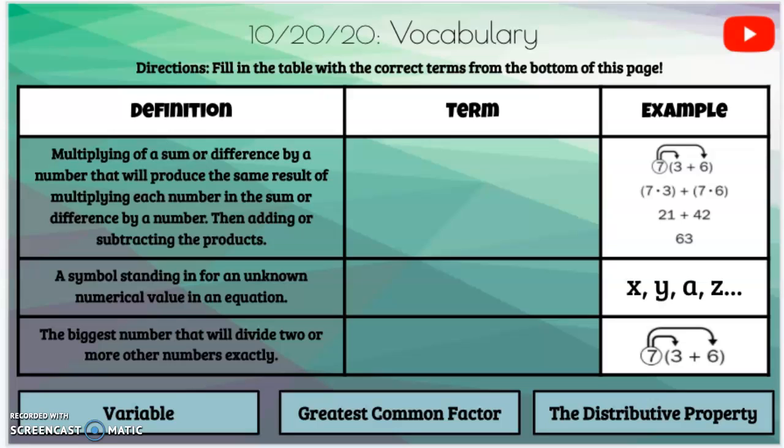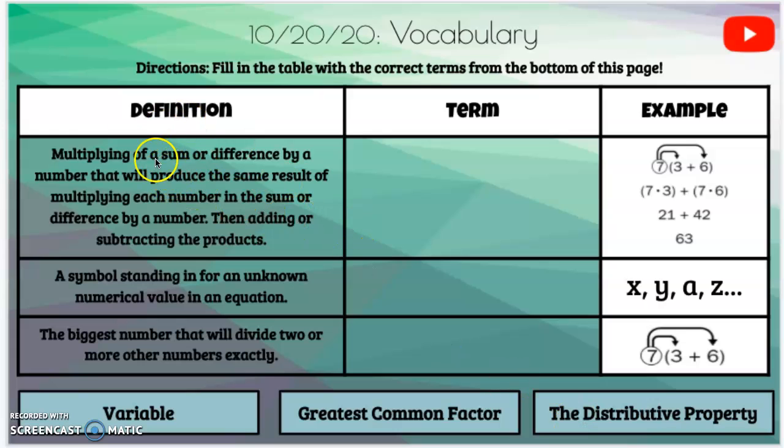October 20th, 2020, vocabulary. Directions. Fill in the table with the correct terms from the bottom of this page. All right, so we have a definition and we have examples here. So our terms down here is variable, greatest common factor, and the distributive property.